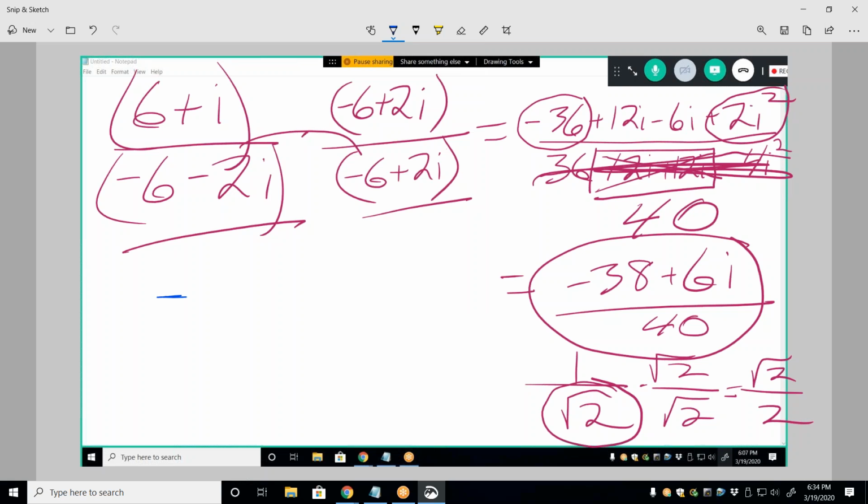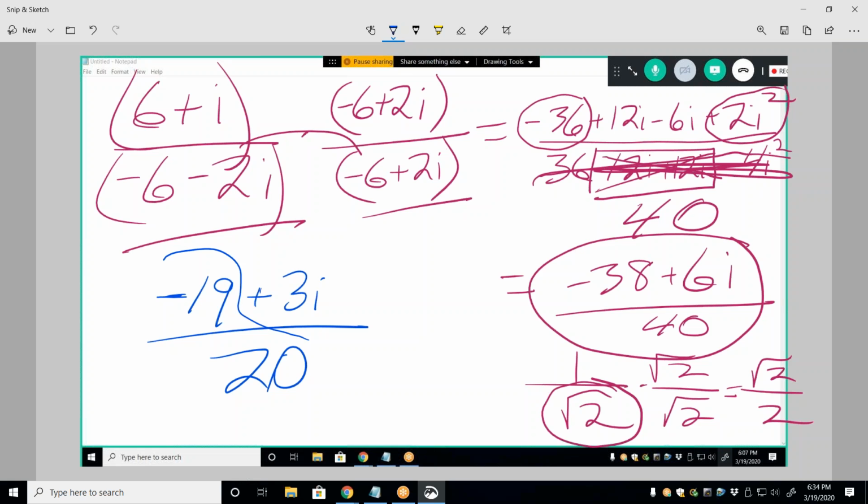Minus 19 plus, so it's minus 19 plus 3i all over 20. Now, is that in A plus BI format? No, it isn't. We need to separate it into two pieces. That piece and that piece. So what is it?